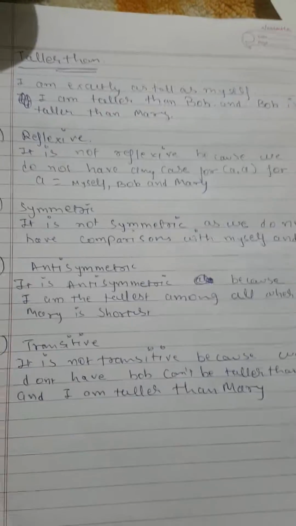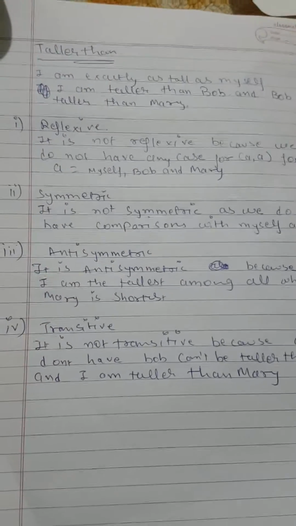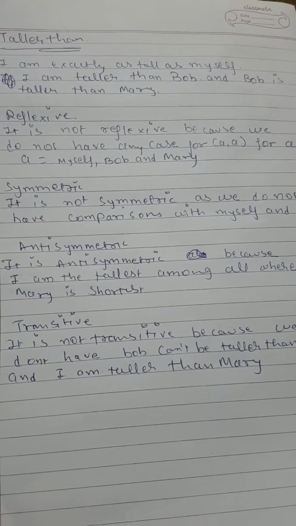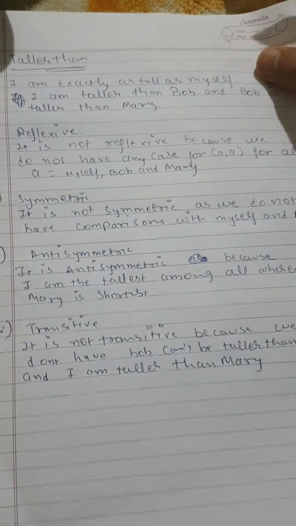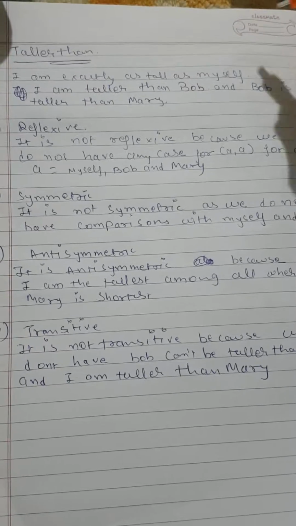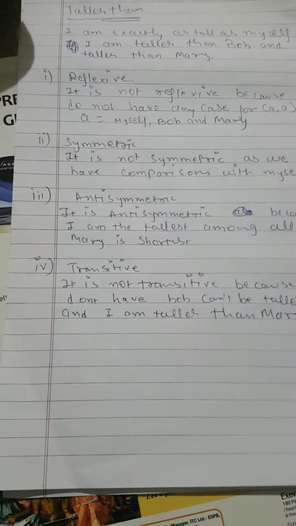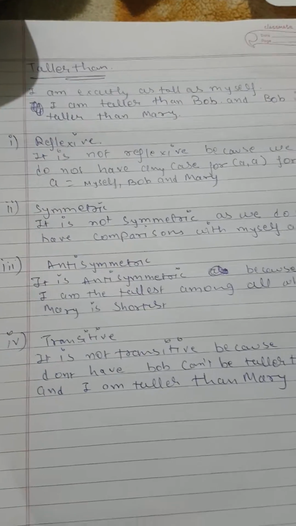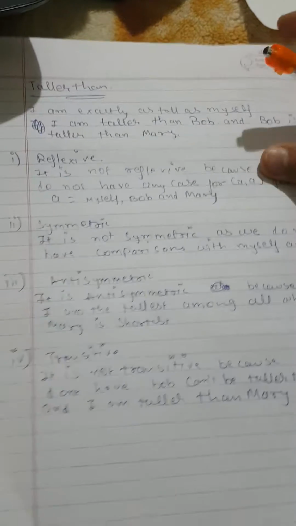The last two examples were the mathematical ones. Now coming to the non-mathematical examples, I will take an example of 'taller than'. I'm exactly as tall as myself. I'm taller than Bob and Bob is taller than Mary. Here in the question, there is nothing written that I am taller than Mary.